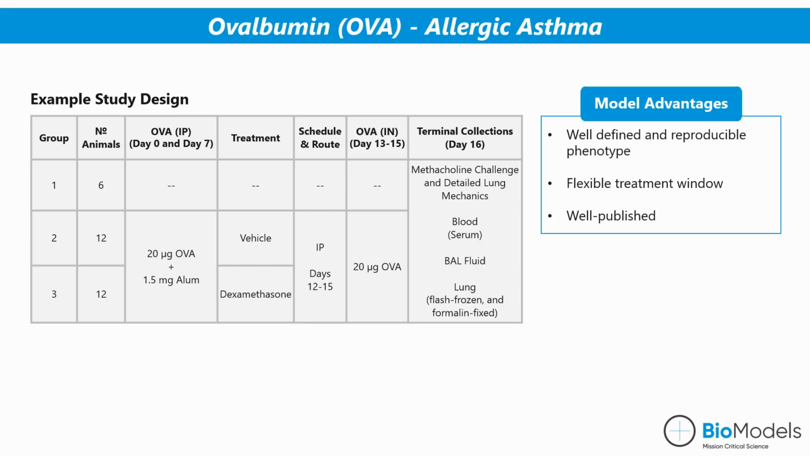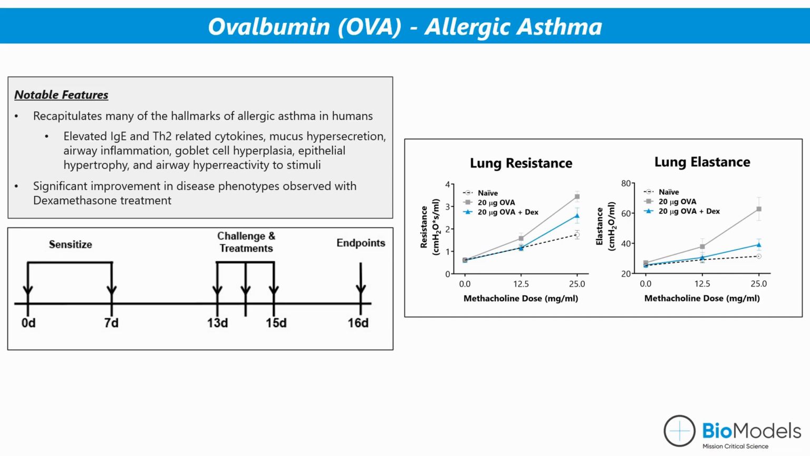The first set of data I'm presenting here demonstrates the airway hyperresponsiveness phenotype. As increased doses of methacholine are aerosolized and applied to these animals, you see increases in both lung resistance and elastance, and this is more exaggerated in the asthmatic animals. We're also able to show here that with dexamethasone treatment, we see a beneficial effect on both lung resistance and lung elastance.